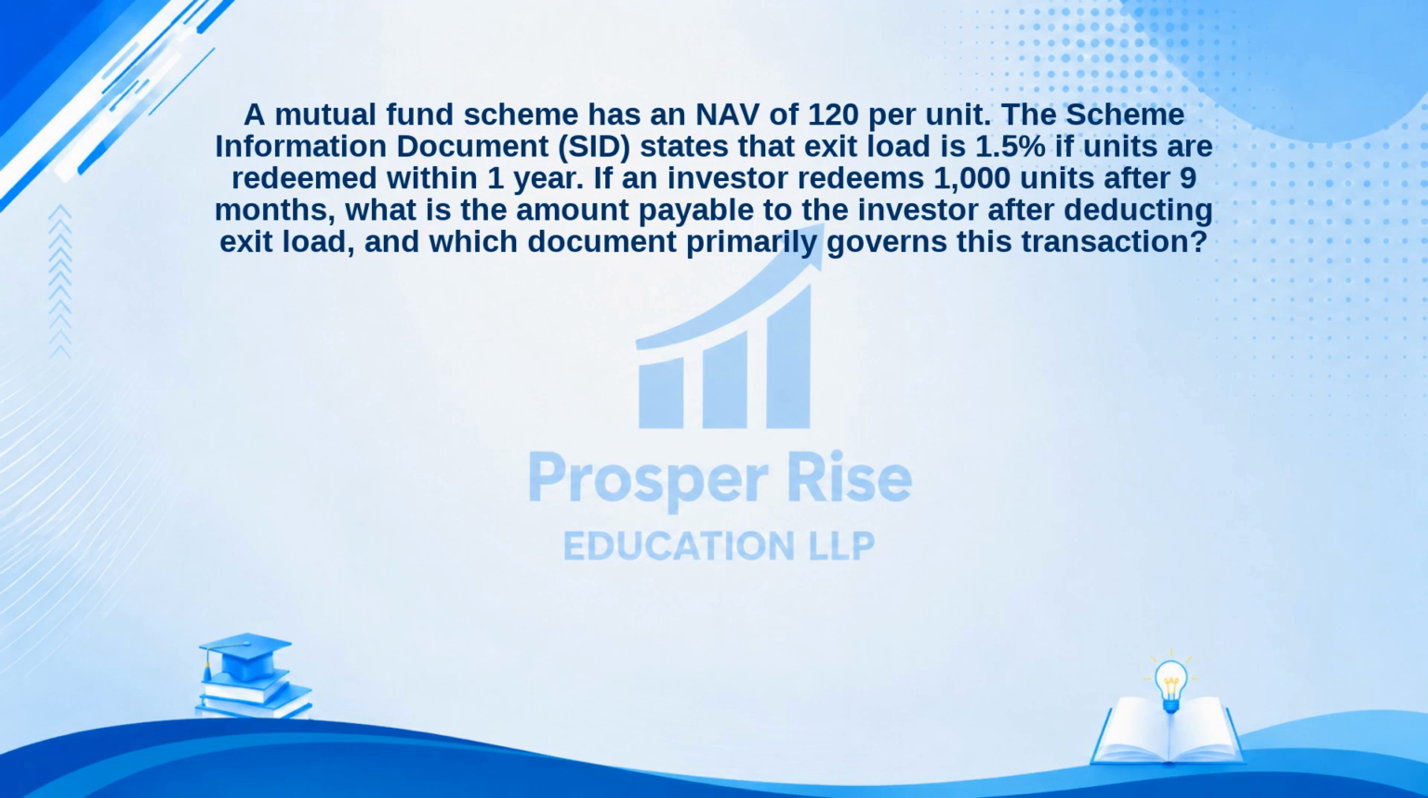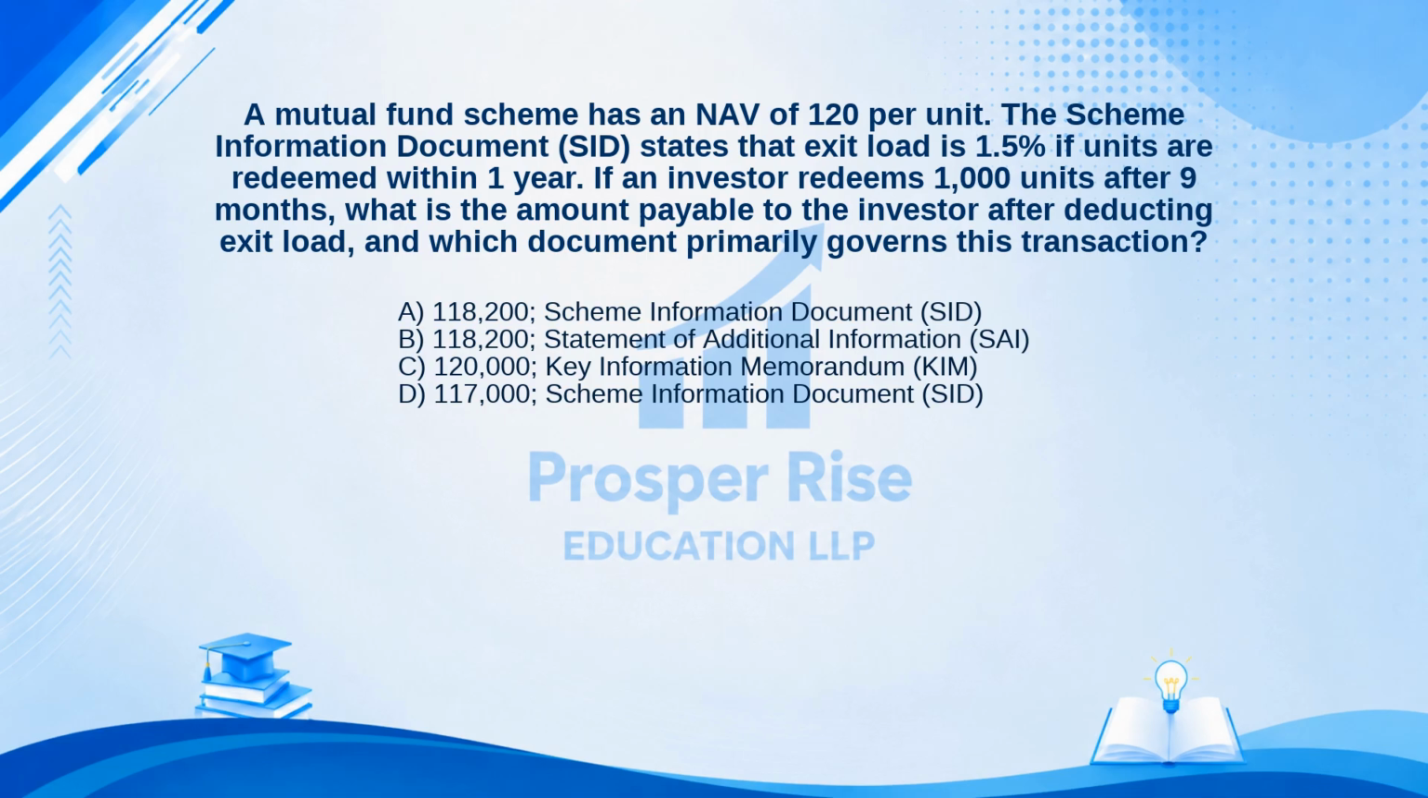Moving on to the next one. A mutual fund scheme has an NAV of 120 rupees per unit. The scheme information document, SID, states that exit load is 1.5% if units are redeemed within 1 year. If an investor redeems 1,000 units after 9 months, what is the amount payable to the investor after deducting exit load, and which document primarily governs this transaction?